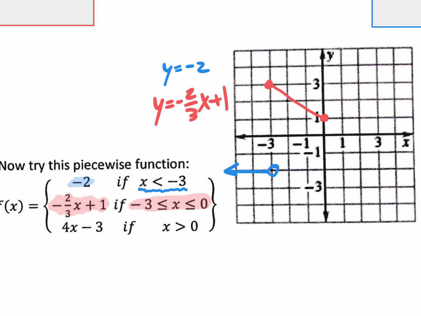Let's move on to the last one. The last one, I'll do in green. Y equals 4x minus 3. And like I said, it helps me to rewrite it. Y equals 4x minus 3.